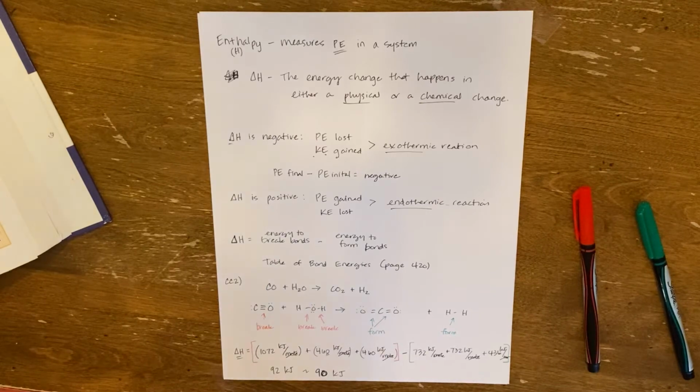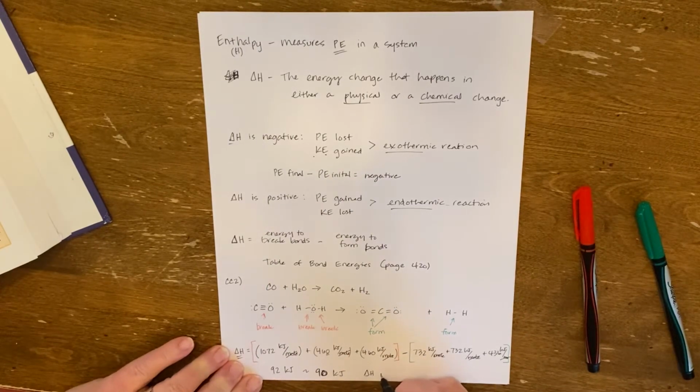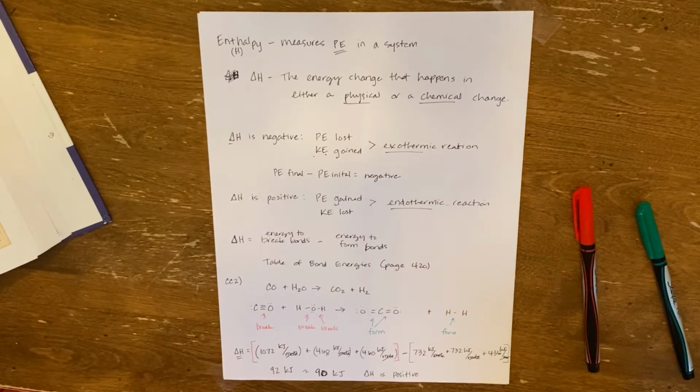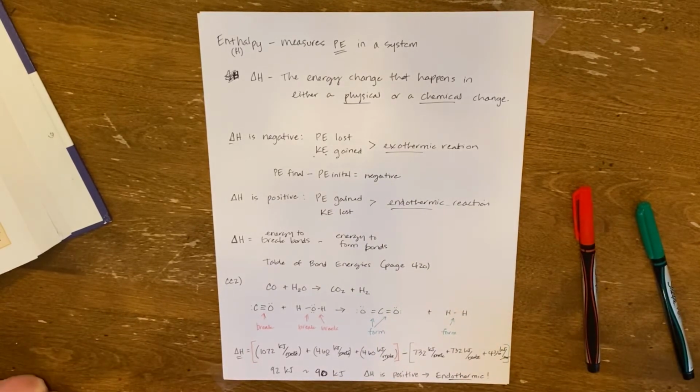Oh, and then the last part of this. So delta H is positive. So what does that tell us? Well, if it's positive, it gained potential energy. If it gained potential energy, that means it's an endothermic reaction.